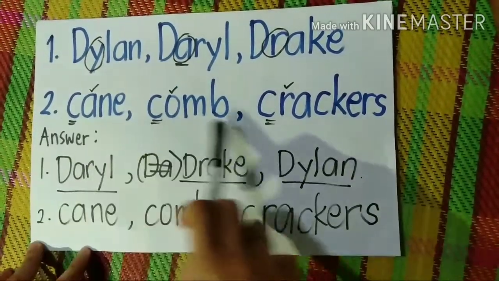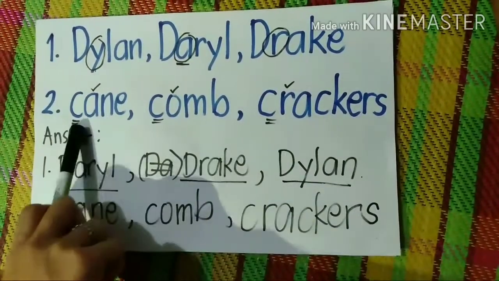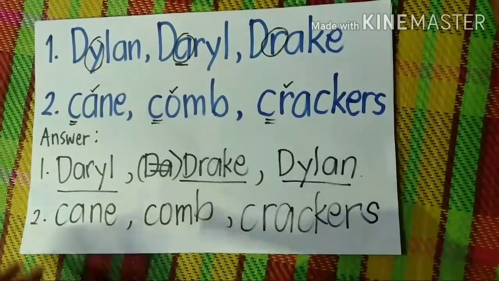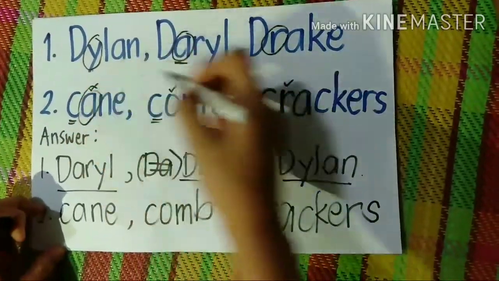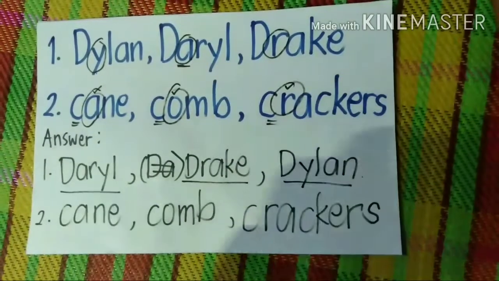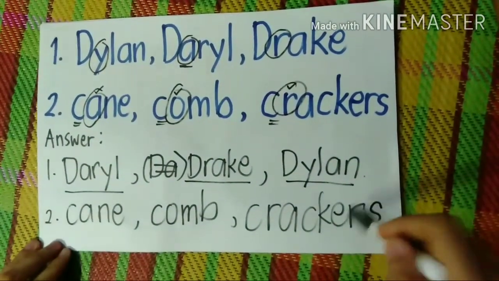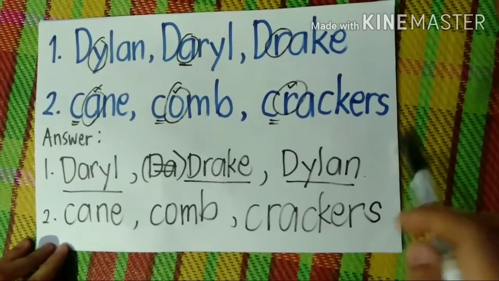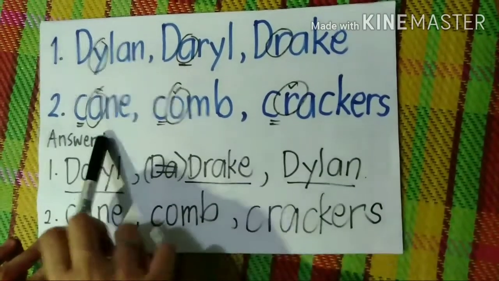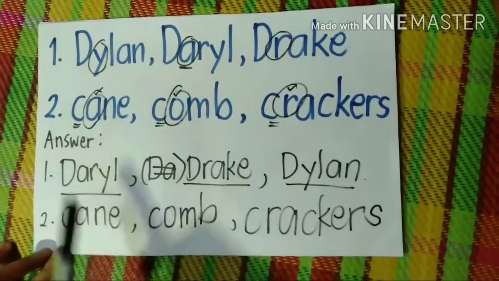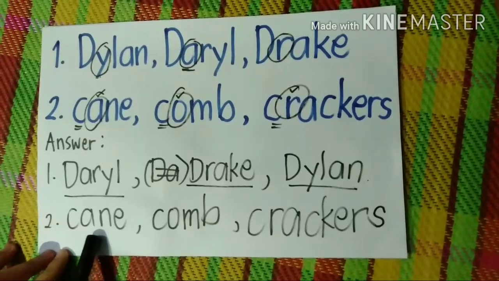So in this example in number 2, as you can see, I already checked the second letters. Let me encircle it. So we can easily identify now which one comes first and which comes last. Here, as we can see, there's a letter A. That's why I put it here in the first order.